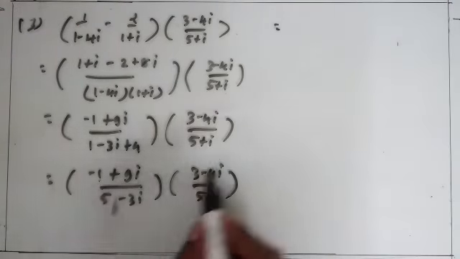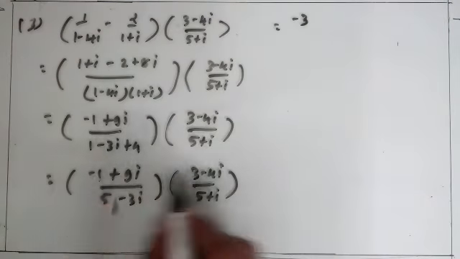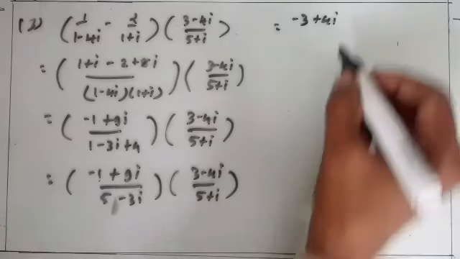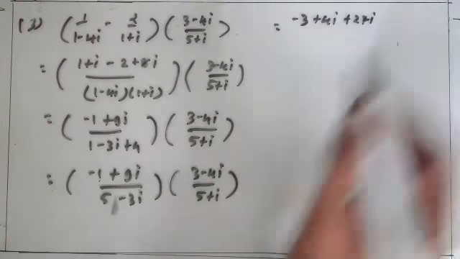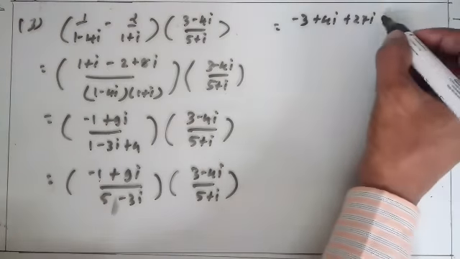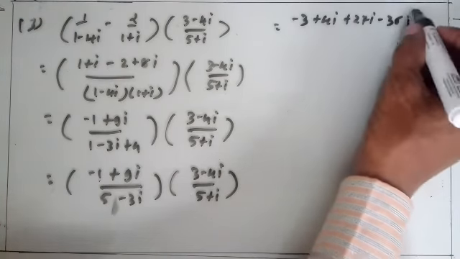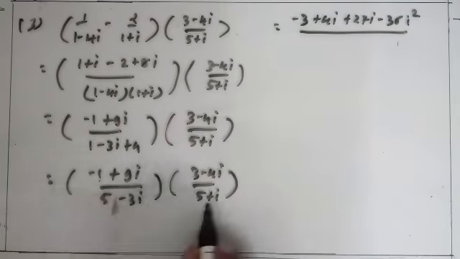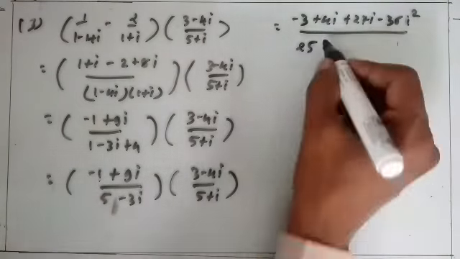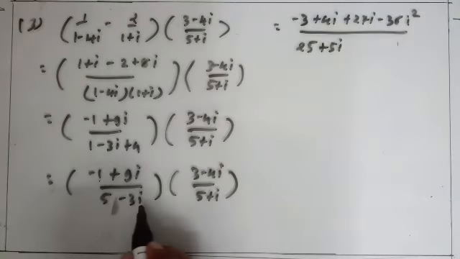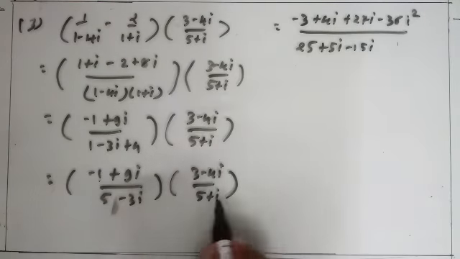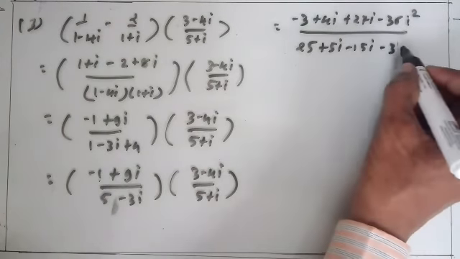Here minus 1 into 3 becomes minus 3. Minus 1 into this becomes plus 4i. 9i into 3 becomes 27i. 9i into minus 4i becomes minus 36 i square upon, same, 5 into 5, 25. 5 into i becomes 5i. Minus 3i into 5 becomes minus 15i. Minus 3i into i becomes minus 3i square.